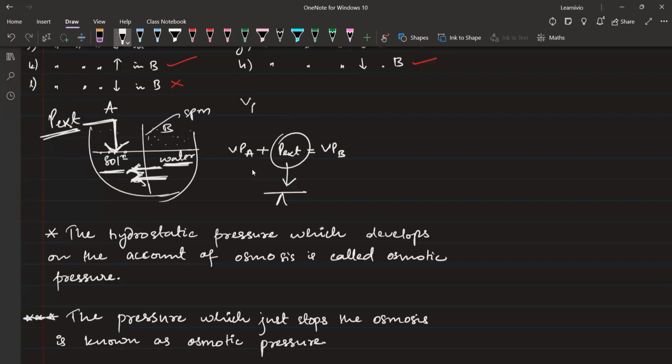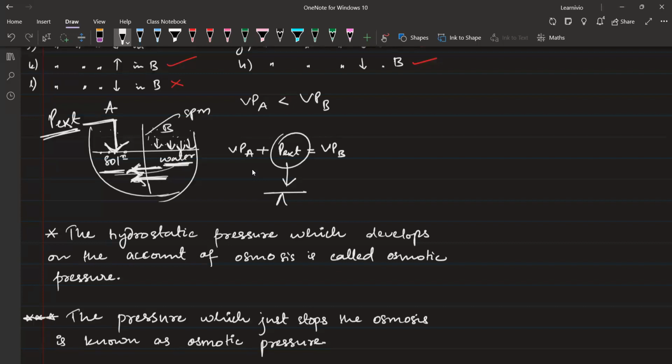Okay. Vapor pressure of A compartment will be less than the vapor pressure of B compartment. What will happen to the vapor pressure of B? It will be higher. And that is why the water is flowing. The vapor pressure is higher here, so these gas molecules apply a pressure, and due to that pressure the water is going to flow from B to A, the solution.